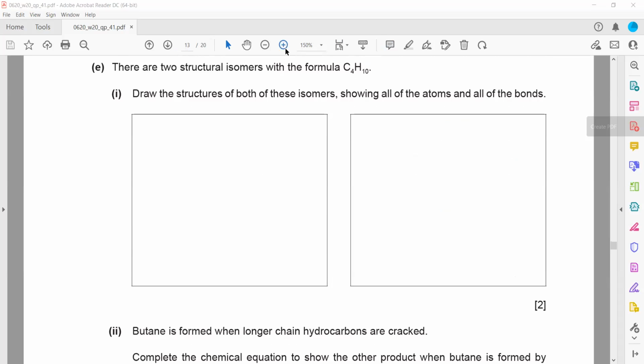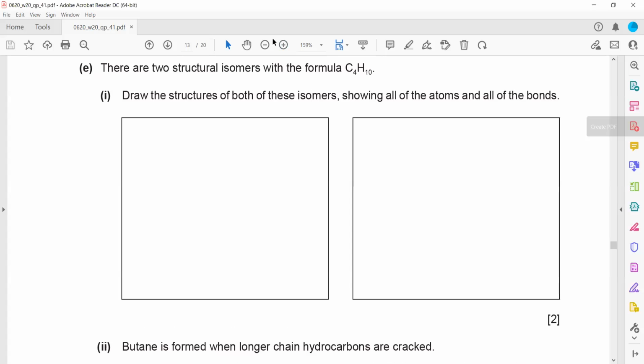Then the next part, we have an alkane. You can see this is C4H10. The number of hydrogens is twice plus 2, so this is an alkane. And which alkane is this? Because of 4 carbon atoms, it will be but, and because it's an alkane, it is butane. We want to draw the two isomers of butane.